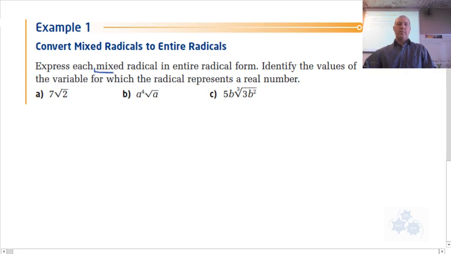Okay, well, let's go back here. Mixed radical. A mixed radical is where we have a rational part and an irrational part, or we have a number that's outside of the radical and a term that's inside the radical. So this is mixed. It's got both parts. All right? So how do I make the mixed radical an entire radical? Well, an entire radical is where everything is entirely underneath the radical. Everything is inside the radical.